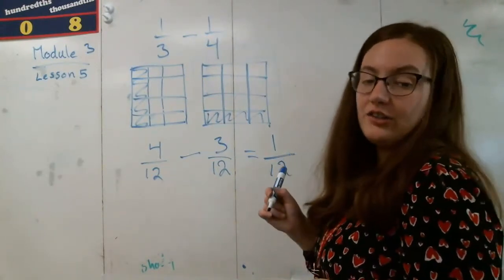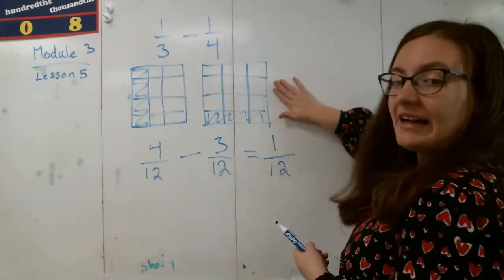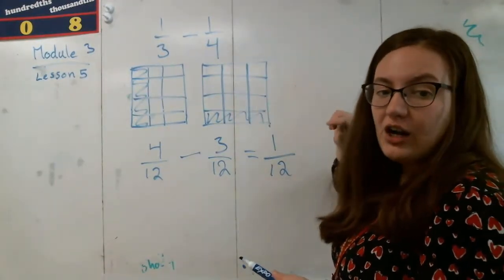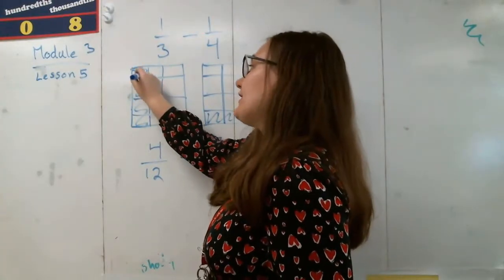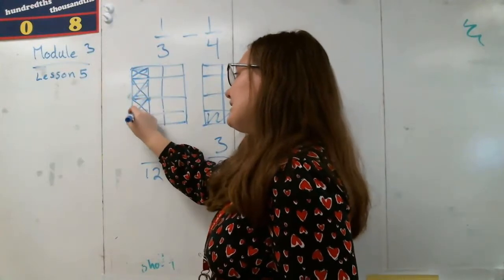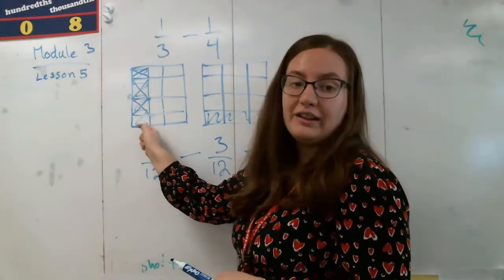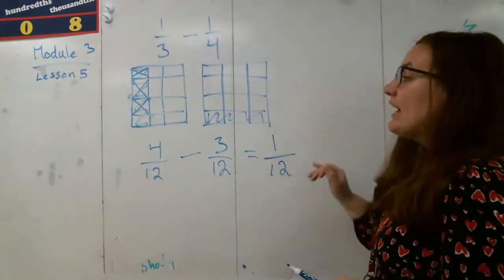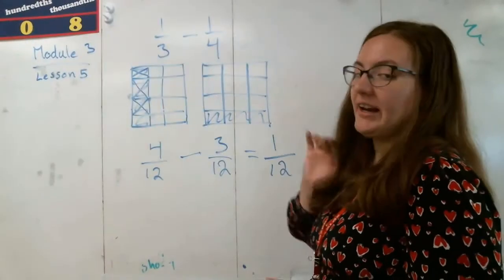But I can also use the model to help me show my answer of 1/12. Remember, this second model right here shows us how many boxes I need to cross off. So if I have 3 boxes right here, that shows me that in this first model, I'm going to cross off 3 of my boxes. And when I cross off 3 of my boxes, what I'm left with is just 1 left over out of a total of 12 boxes. So that is how I can show my answer 1/12 using the model.